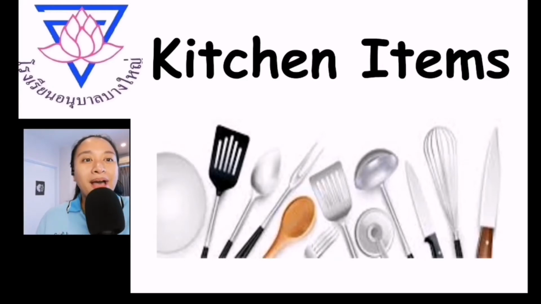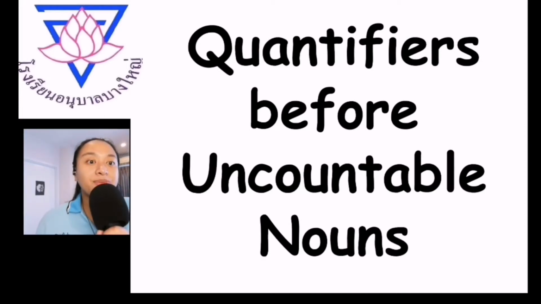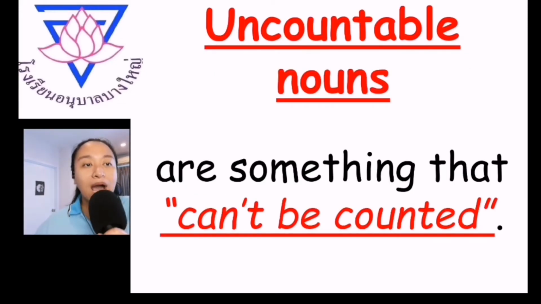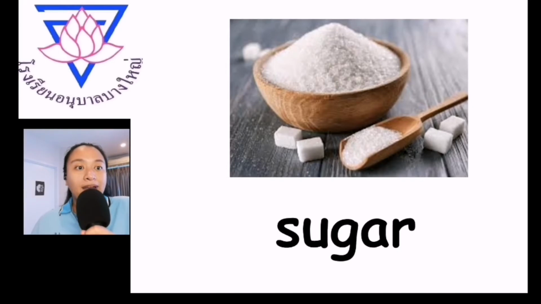Today, we will learn about kitchen items, focusing on quantifiers before uncountable nouns. Again, we will focus on quantifiers before uncountable nouns. Uncountable nouns are things that can't be counted. Okay, so these are the vocabulary words.